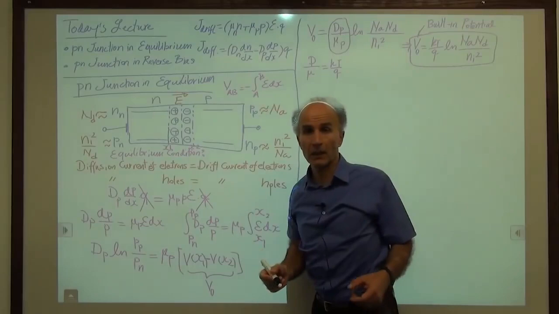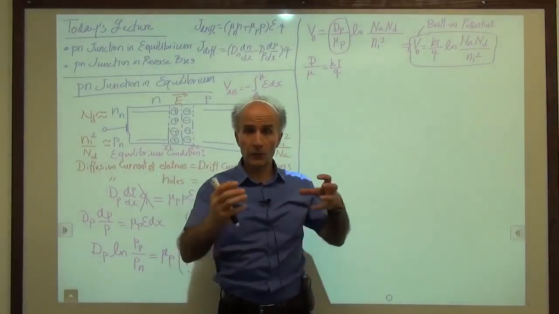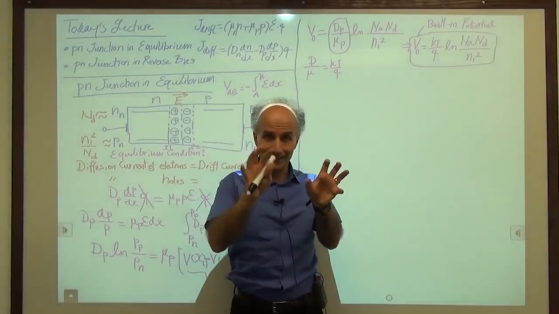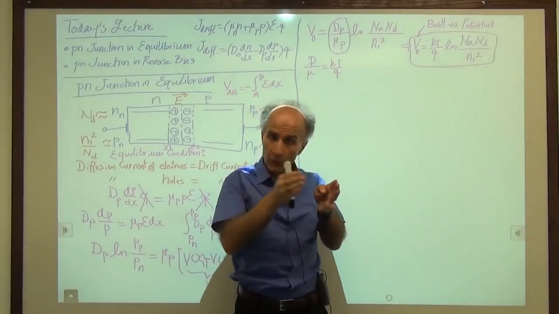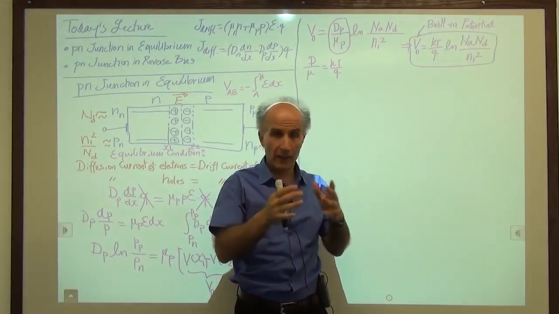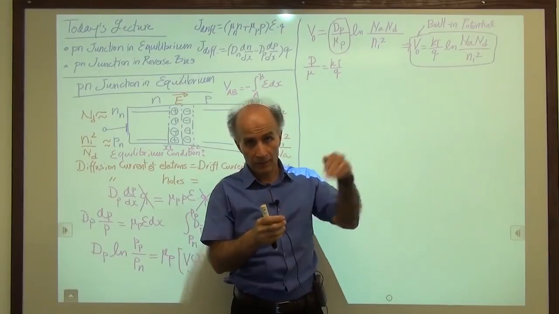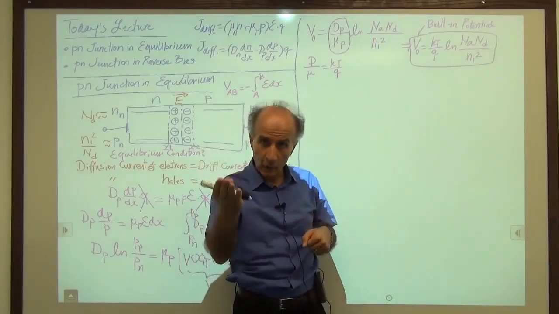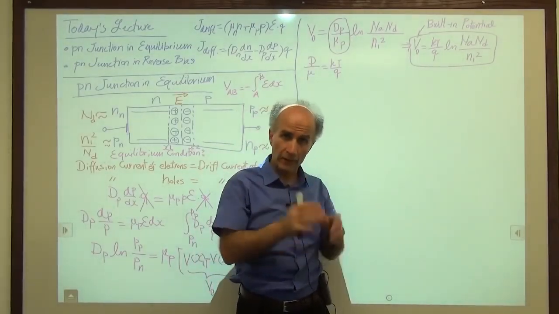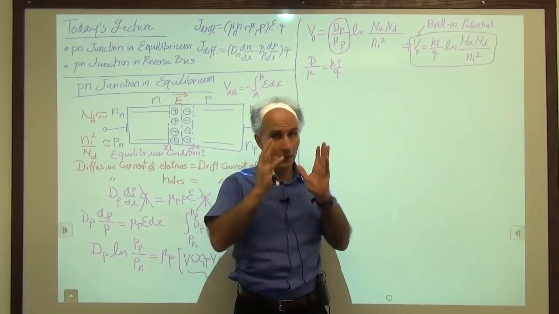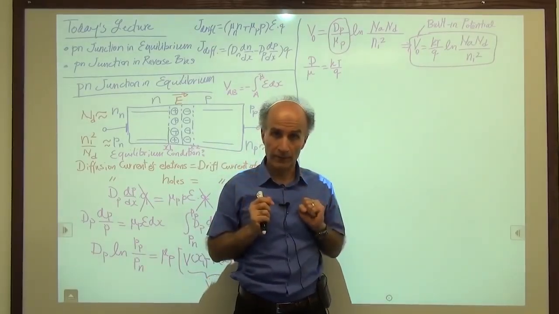It's built in because we didn't do anything to the device. As soon as we formed the crystal from P and N, this voltage was developed inside, simply because the carriers could not stay where they were. The electrons flowed from one side to the other. The holes flowed from one side to the other, and we created an electric field. We created a voltage between those two.